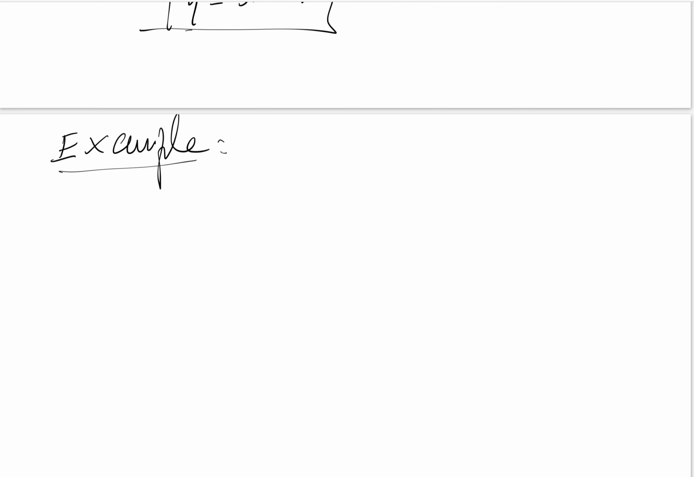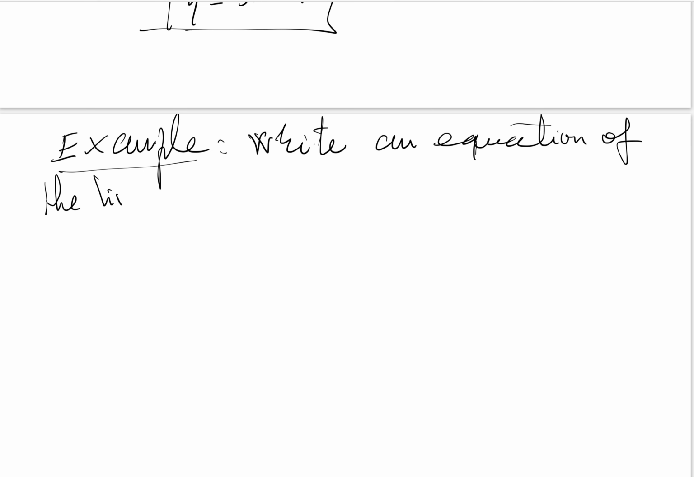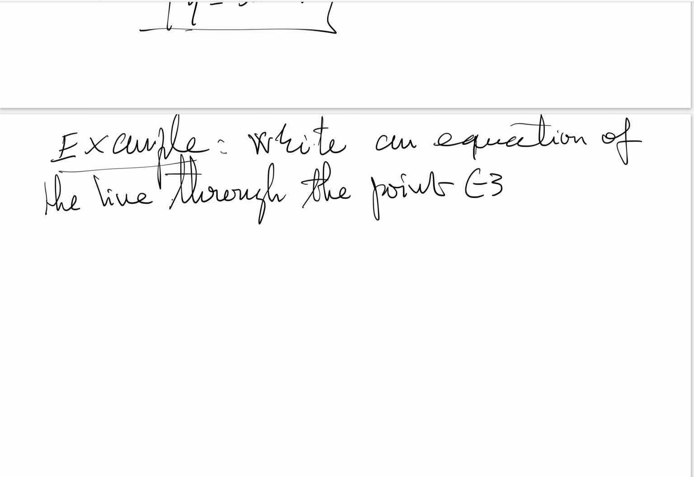They give you 2 points. Okay. Let's see, they ask you to write an equation of the line through the points -3 and 2, and -2 and -4.